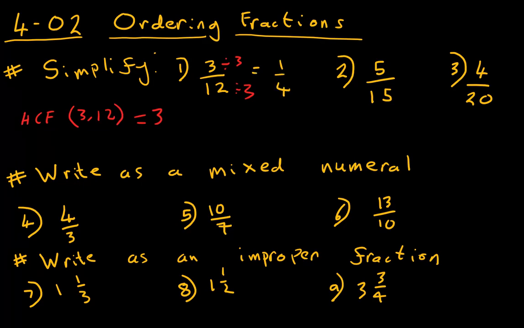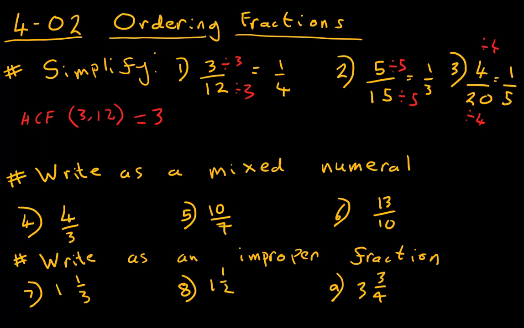Okay, see if you can simplify 2 and 3. Okay, so divide by 5, because 5 is the highest common factor, to get 1 over 3. We divide by 4, because 4 is the highest common factor, to get 1 over 5.